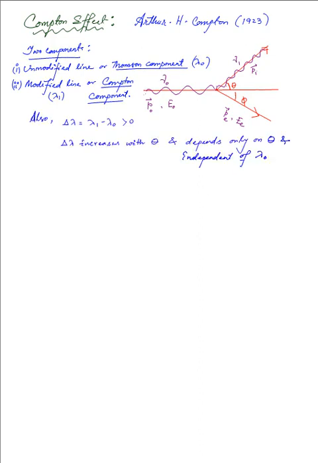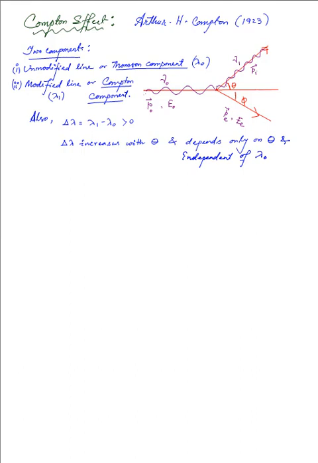With the experiment, he also observed the following facts: the difference, del lambda, between the scattered wavelength and the incident wavelength is always positive, greater than zero, and this difference increases with the increase in angle theta, the angle between the direction of incidence and the direction of scattering. It depends only on theta and does not depend on anything else, such as the incident wavelength as well.